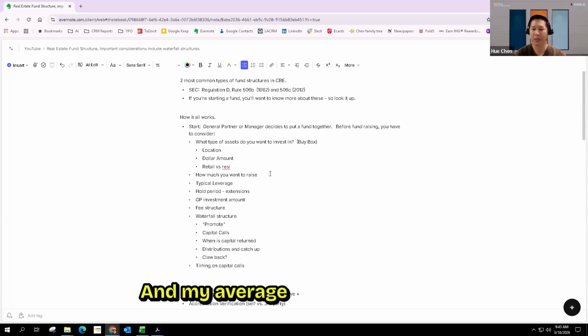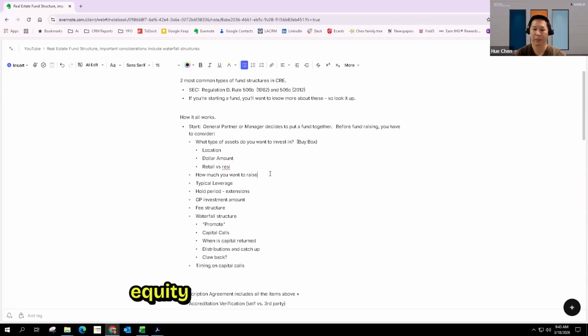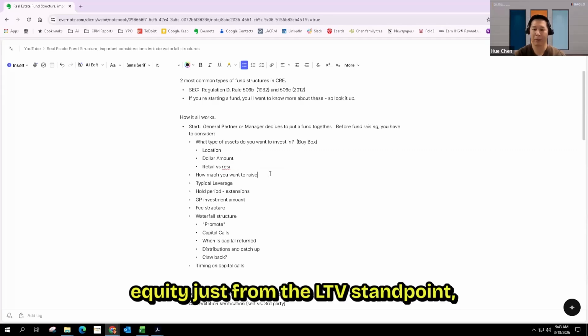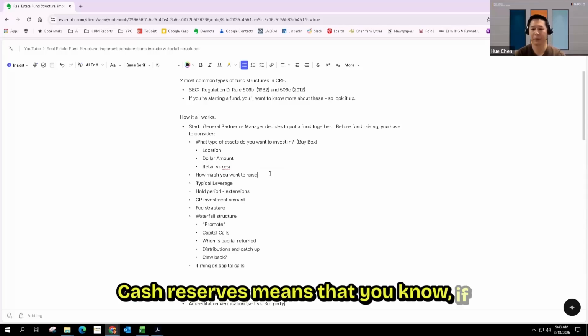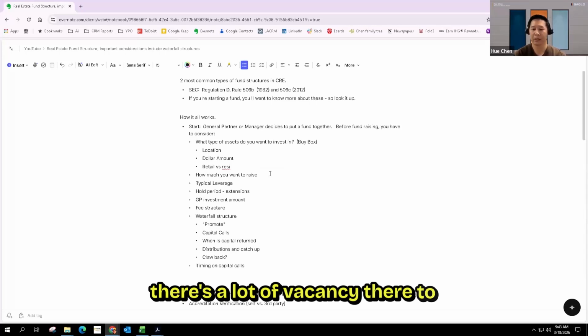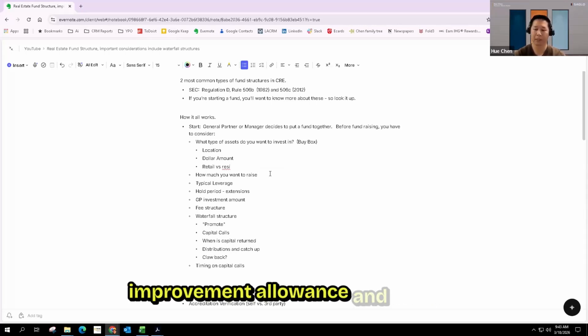And my average property that I'm going to be buying is about 10 million. Since I'm leveraging 65%, that's $3.5 million of equity just from the LTV standpoint, right? But then it's going to be another $250,000 in transaction costs and another $500,000 in cash reserves. Cash reserves means that, if there's a lot of vacancy, to lease up the vacancy, a lot of times to do the deal, you need tenant improvement allowance and leasing commissions.